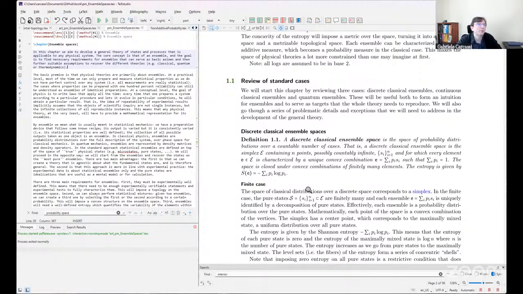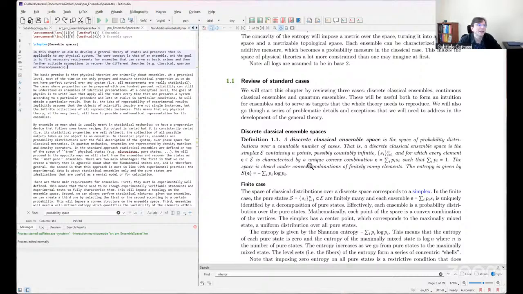We'll start this chapter by reviewing three cases: discrete classical ensembles, continuous classical ensembles, and quantum ensembles. These will be useful both to form an intuition for ensembles and to serve as targets that the whole theory needs to reproduce. We will also go through a series of problematic details and exceptions that we will need to address in the development of the general theory.